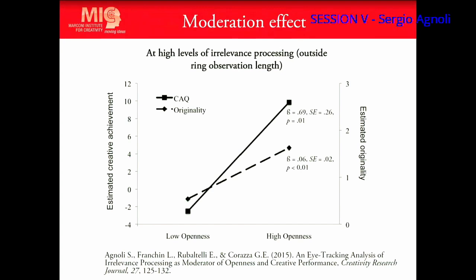We measured personality traits in the participants, and what emerged was an interaction between openness and the length of observation of the irrelevant objects in predicting originality scores in the test, but also real-life creative achievement. So the well-known relationship in the literature between openness and creativity could be related to an attentional mechanism, in the sense that open people let more irrelevant information enter the process, and this leads to more original scores and higher creative achievement scores in real life.